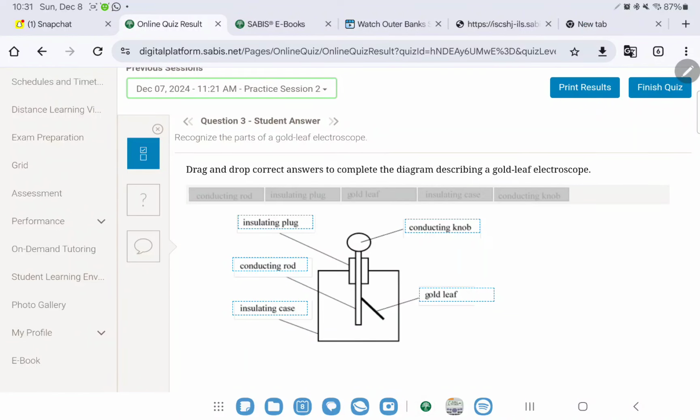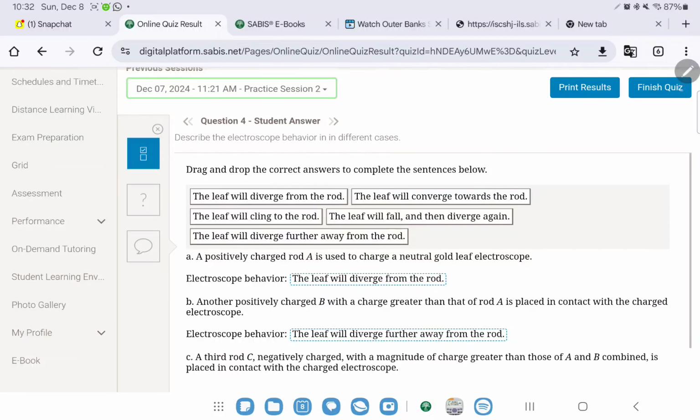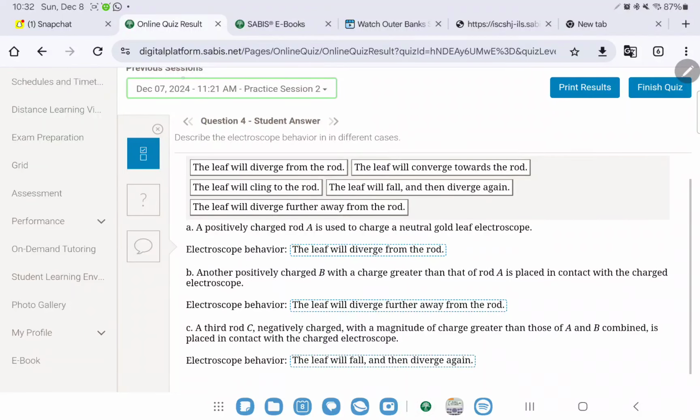Okay, here we need to memorize the parts of the gold leaf electroscope. This is the plug, and it's insulating. The case is anything on the outside. The conducting rod is this thing, and this is a knob, and this would always be the gold leaf. Okay, so here we have an electroscope, which is the device we just saw, by the way. Let's draw it first.